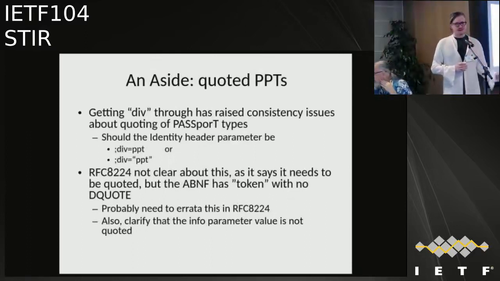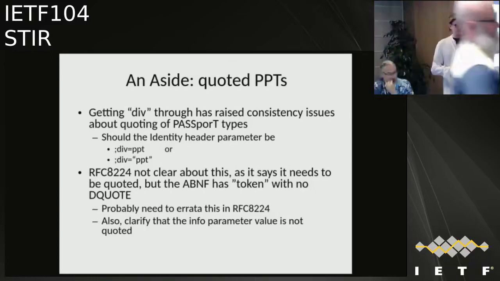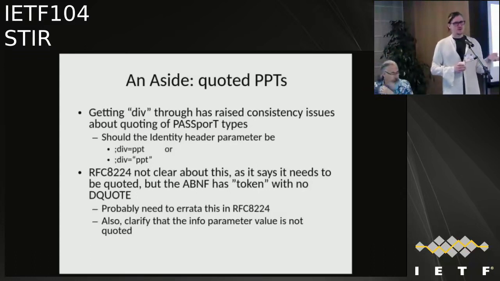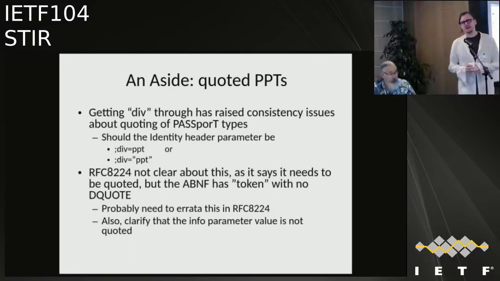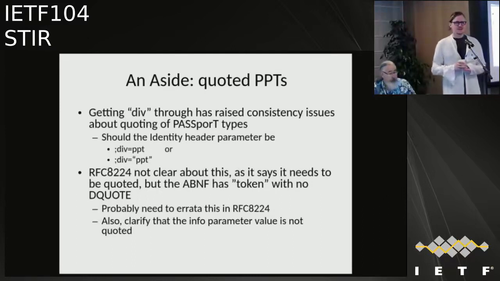As an aside, this is another thing we discussed many times in the course of trying to do DIV: whether, in baseline 8224, when you're putting a passport type into the identity header, the value should be quoted or unquoted. It turns out that 8224 is not particularly clear about this. There's normative text that says it must be quoted, and yet if you look in the ABNF, there's just token, which I understand does not actually encompass the quote.